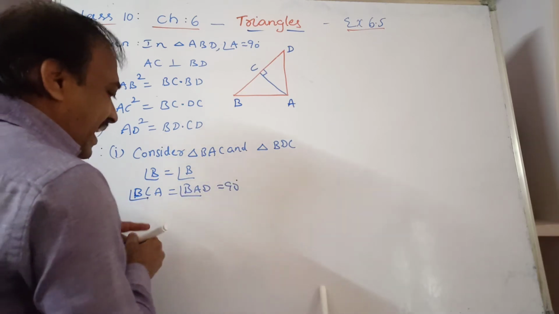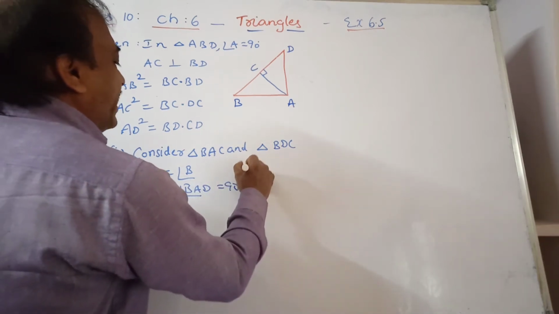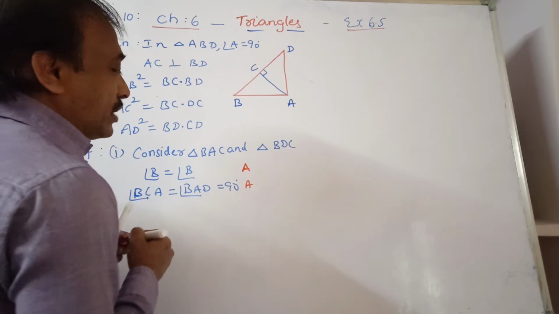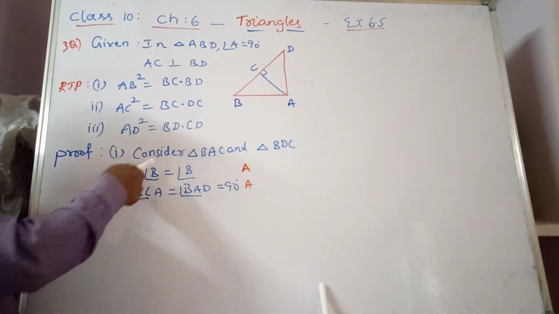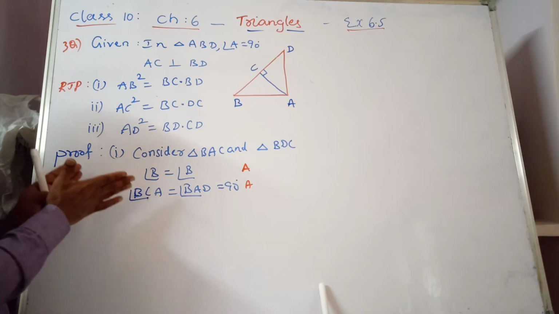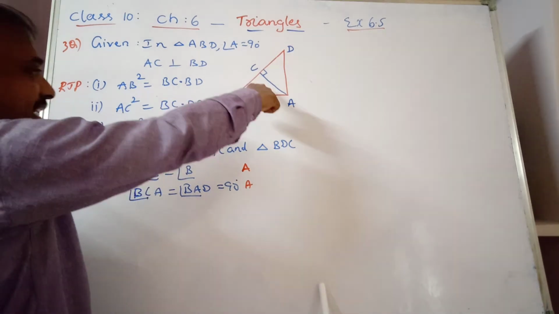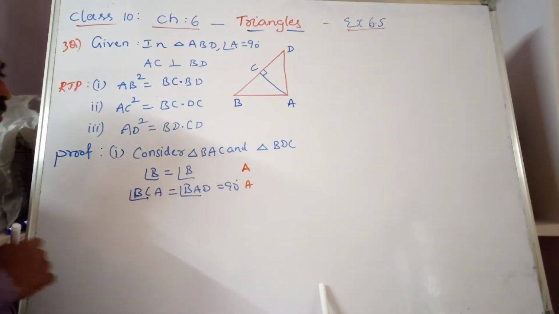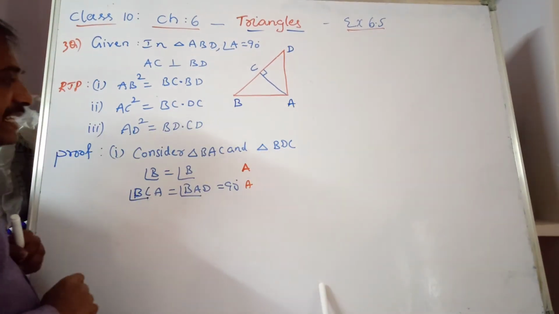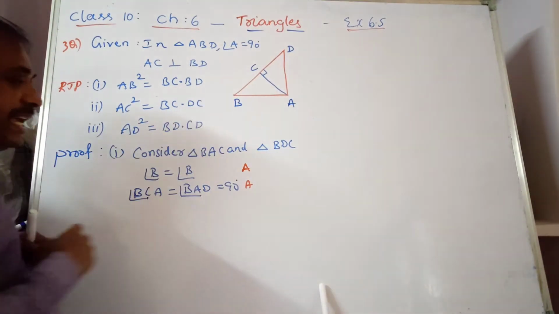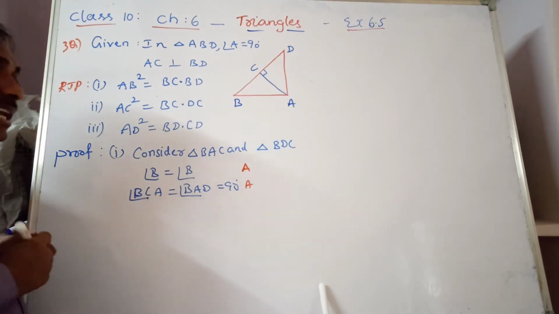So here both are right angles. So by AA similarity, the two triangles are similar. I am just explaining to you that the two triangles are similar. Why are the triangles similar? In the right triangle, here one angle is 90 degrees, here the angle is 90 degrees, and the common angle is B. So they both are similar triangles.